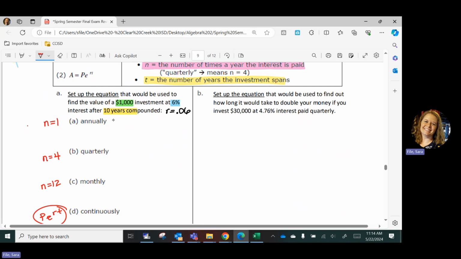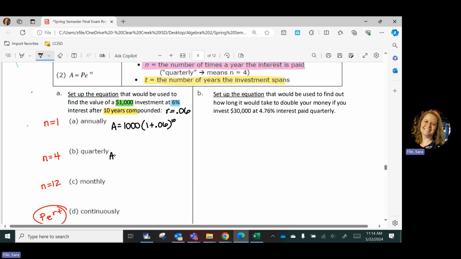All right, so here, just setting up, we don't even have to solve. This would say 1,000 times 1 plus 0.06. Now, technically, I don't even have to write this one as a fraction because over 1, does dividing by 1 do anything? It doesn't. So I don't even have to put over 1. So I'll just write it like that, to the NT. Our T was 10. 1 times 10 is just 10. So that's the equation for annually.